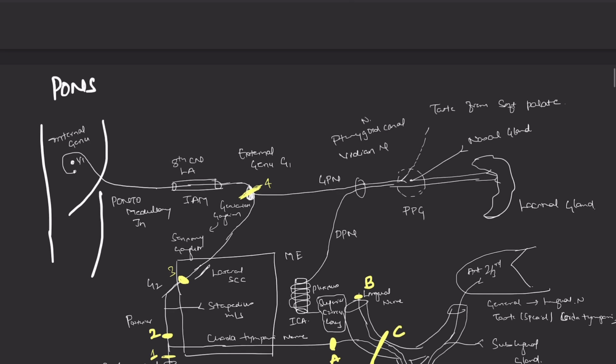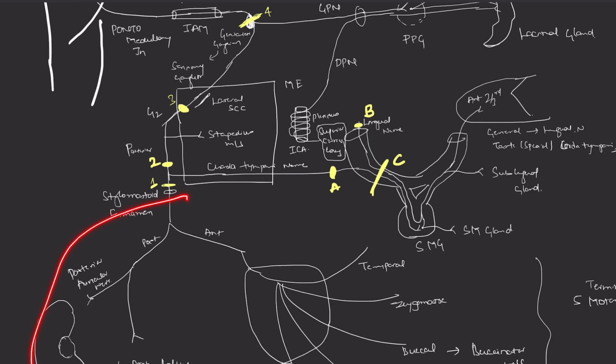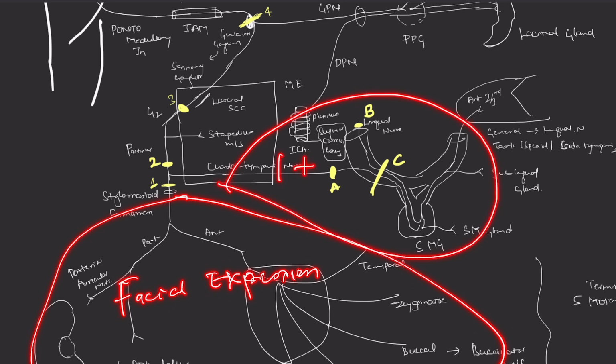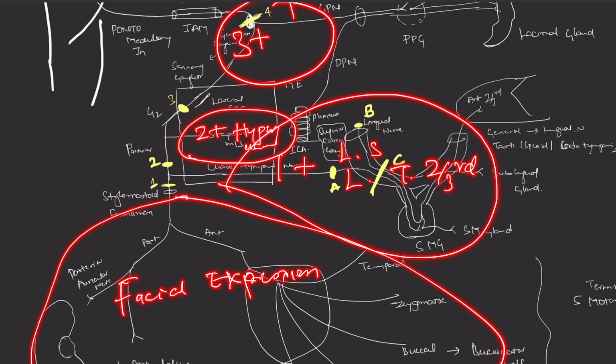So remember, in case 1 the muscles of facial expression are damaged. In case 2, along with that, there is loss of salivation plus loss of taste sensation from the anterior two-thirds of the tongue. In case 3, case 2 plus hyperacusis. In case 4, case 3 plus loss of lacrimation and taste sensation from the soft palate.